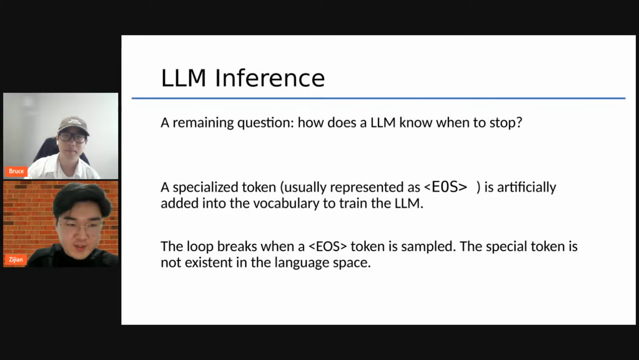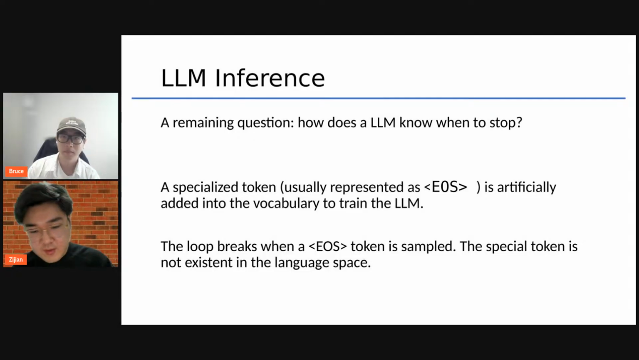For all the training sentences we feed to the LLM, we add this EOS token at the end of all the training sentences. So during inference, whenever the LLM produces an EOS token, we know that the LLM has realized this is the end of a sentence, and we just stop generation.